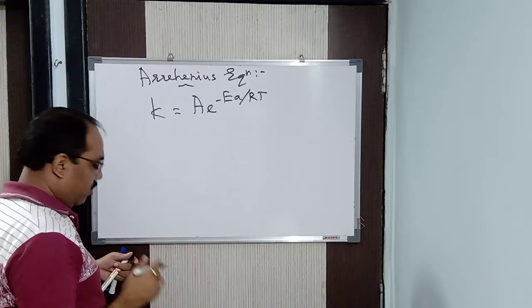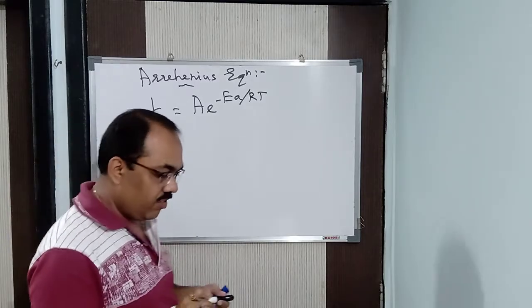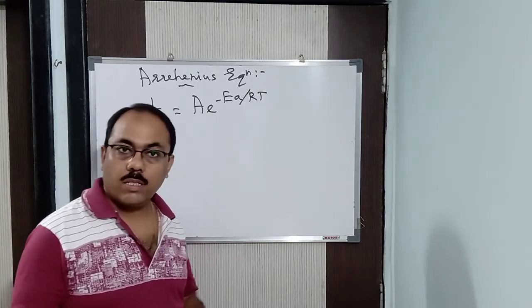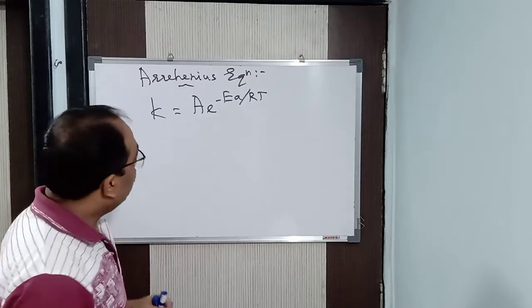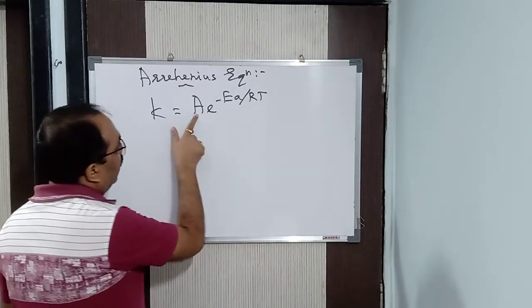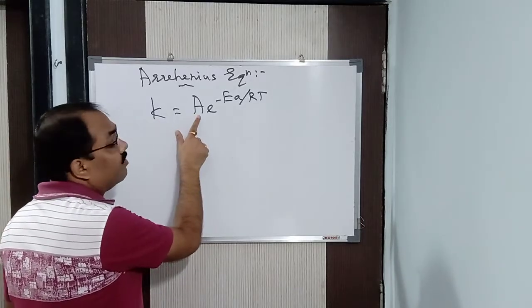Now, this we find out experimentally. We did the experiment and we found it out. It is not in your syllabus how we got it, you just have to remember this. k is equal to A e to the power minus Ea by RT. k is the rate constant. A is the frequency factor.